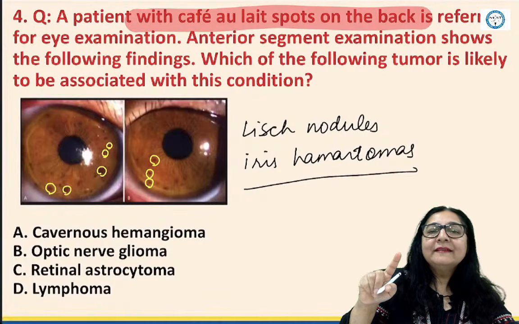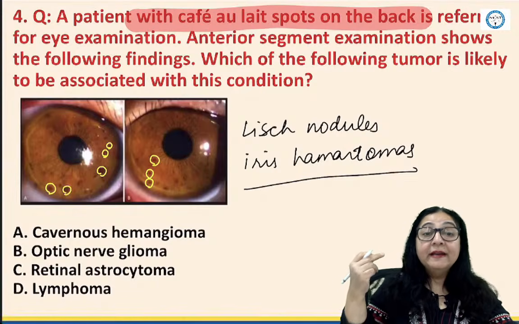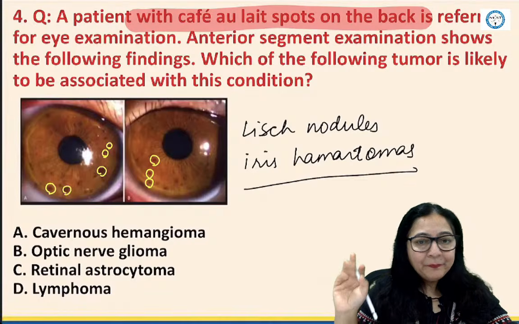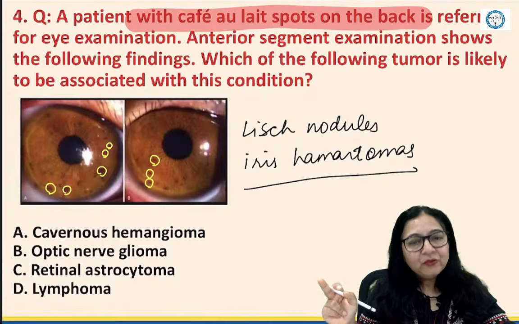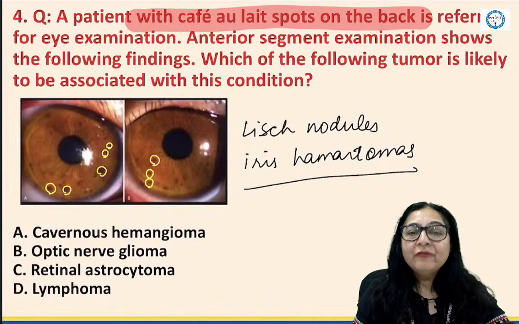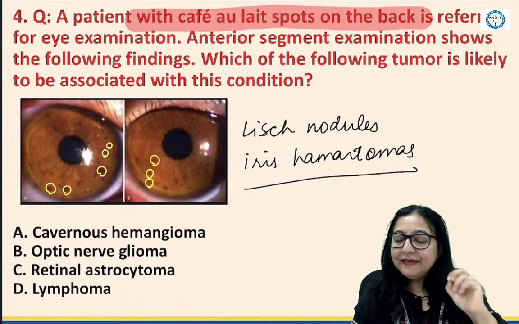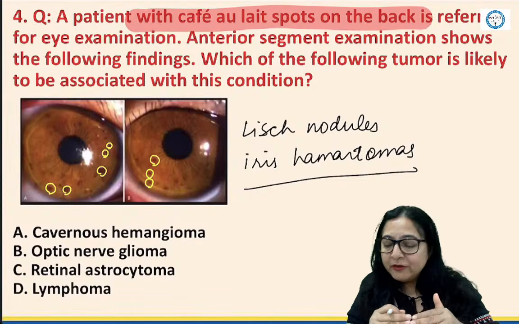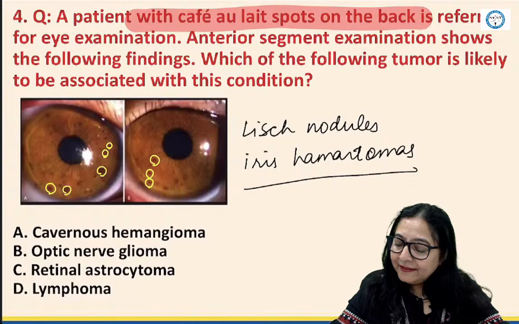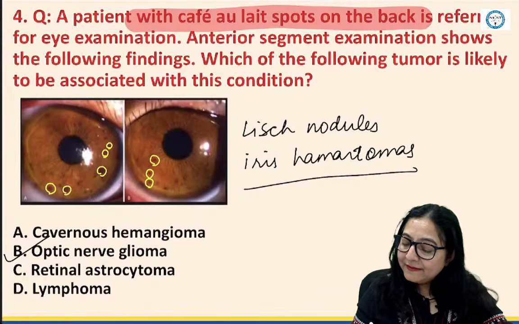So in this condition, which tumor can occur in the eye? Which of the following tumors is likely to be associated in this condition? Choices are cavernous hemangioma, optic nerve glioma, retinal astrocytoma or lymphoma. ठीक है, बताएं बेटा. So which optic nerve tumor or which retinal tumor can be seen in a patient of neurofibromatosis type 1? That is your optic nerve glioma, beta. Optic nerve glioma, isn't it?